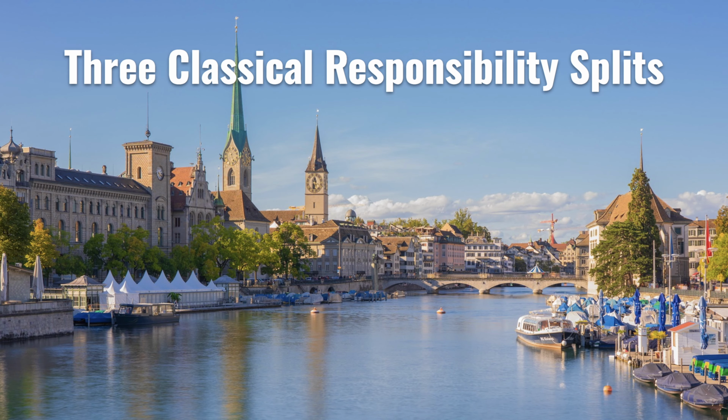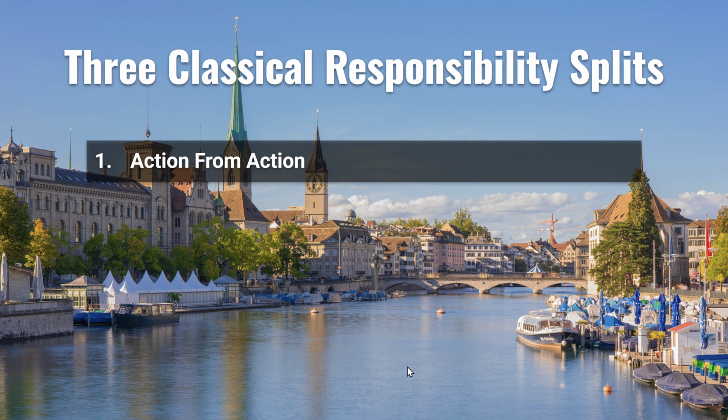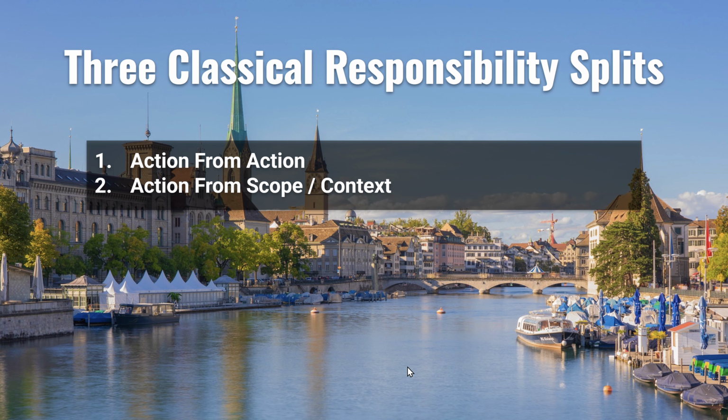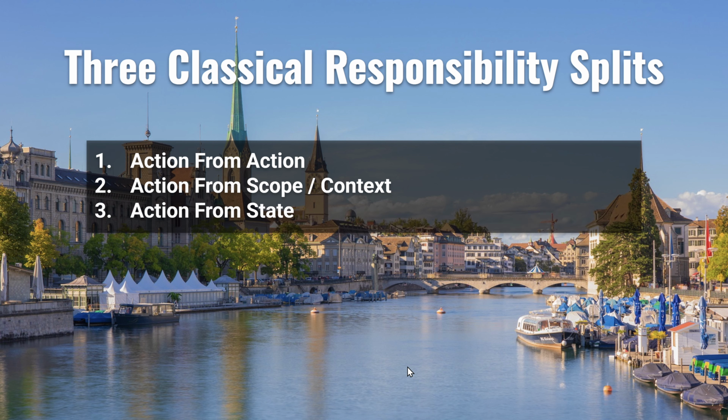There are many ways to split a unit's responsibility, and by a unit, by the way, I mean either a class or a method or a function. But there are three classical responsibility splits that you should probably know about. The first is the splitting of action from action. The second is the splitting of action from scope or context. And the third is the splitting of action from state.